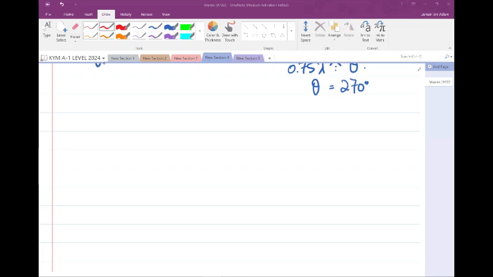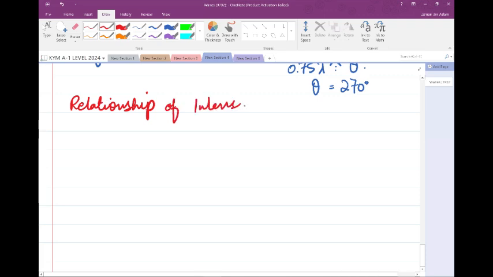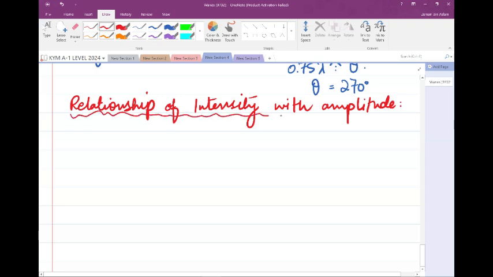In our lesson for today, we are going to discuss something important, and we can expect a lot of questions from this as well. The relationship of intensity with amplitude. We already know what is an amplitude of a wave, but for now, let's first start discussing the intensity of a wave. What does the intensity of the wave mean?